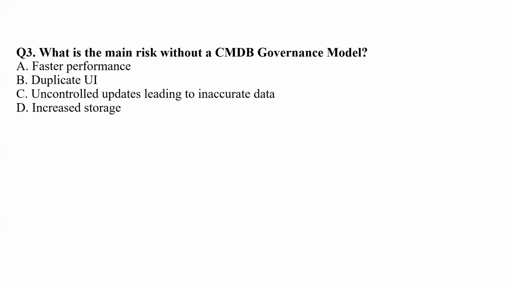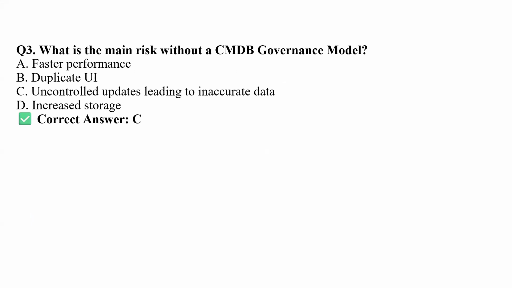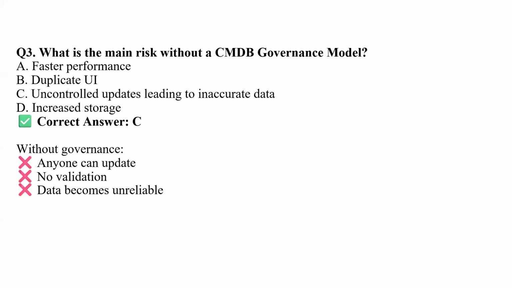Next one. What is the main risk without a CMDB governance model? Option A, faster performance. Option B, duplicate UI. Option C, uncontrolled updates leading to inaccurate data. Option D, increased storage. The correct answer is option C, uncontrolled updates leading to inaccurate data. So without governance, anyone can update. There is no validation, so data becomes unreliable.